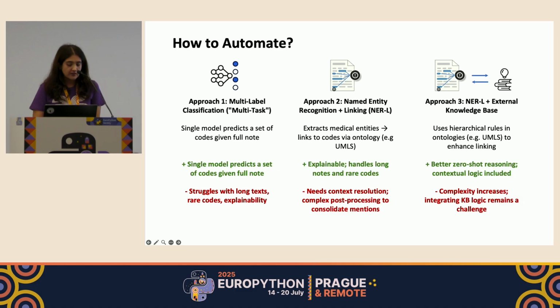And approach 3 is NER plus external knowledge base, which basically uses hierarchical rules and ontologies to enhance linking. So in addition to what NER was doing, it's just adding and using those nuanced relationships that already exist in the ontologies to make the coding even better. Now it's really good with zero-shot reasoning because contextual logic is already included. But again, the complexity really increases, and integrating a KB into a production system, or really using it across healthcare providers, remains a challenge.